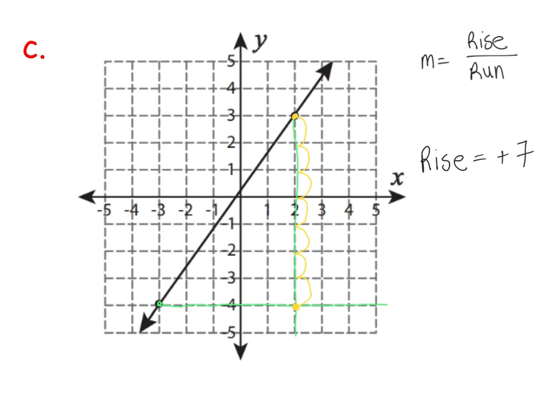And then the run is from the point on the line out to the point where the 2 lines meet. So that's 1, 2, 3, 4, 5. So the run then is 5, and we can fill in the formula. So the slope is equal to the rise, which is 7, over the run, which is 5.